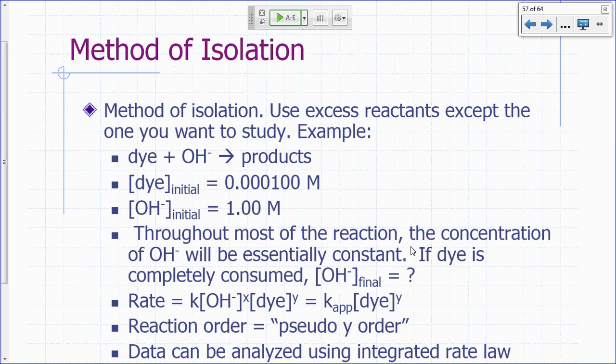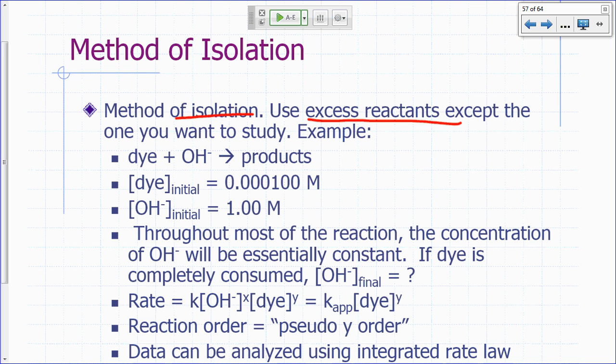All right, so now let's talk about the method of isolation. So far, we've talked about rate laws that are very simple. It depends only on the concentration of one reactant. In general, the rate of a reaction will depend on the concentration of more than just one reactant. But because it's very easy to deal with rate laws that just involve one reactant, we do a trick here called the method of isolation. What you do in the method of isolation is you use excess reactants.